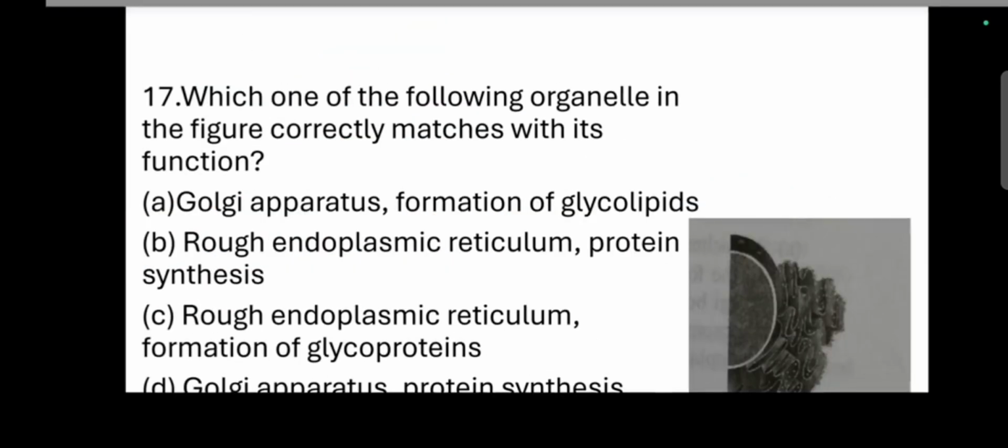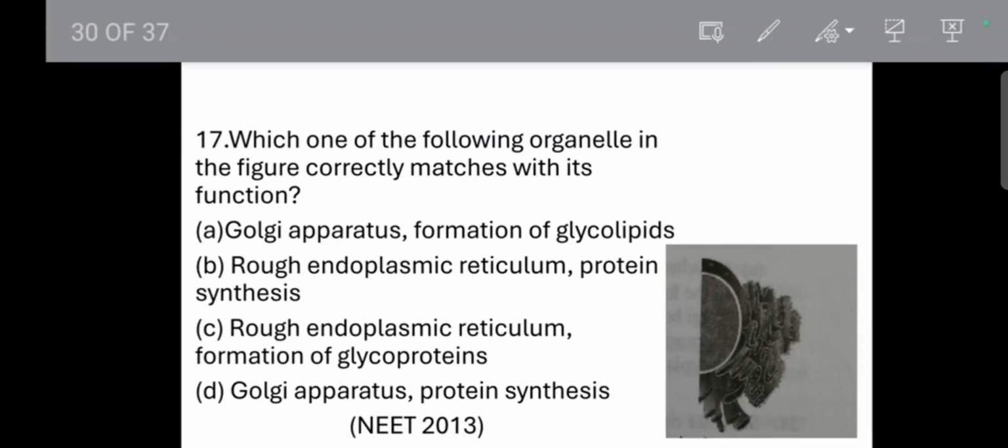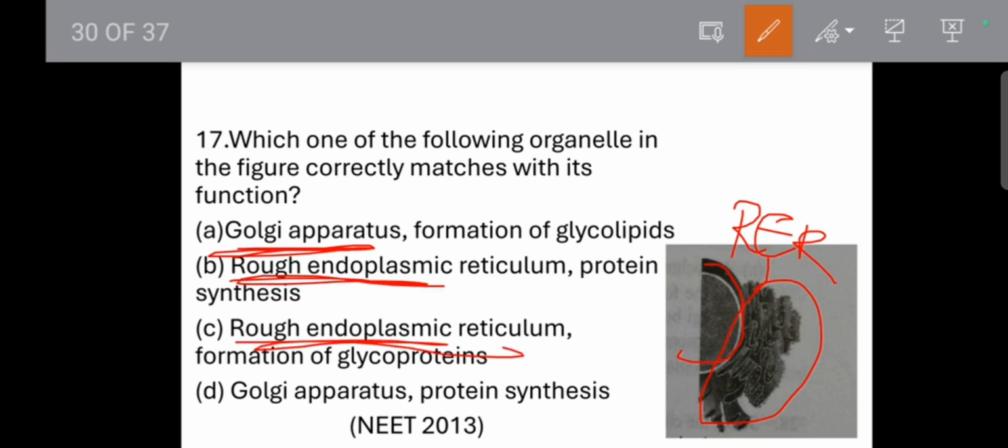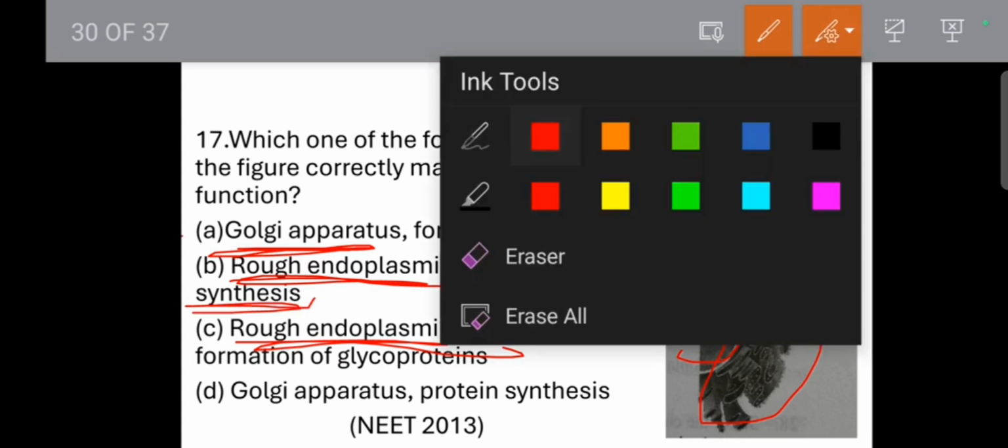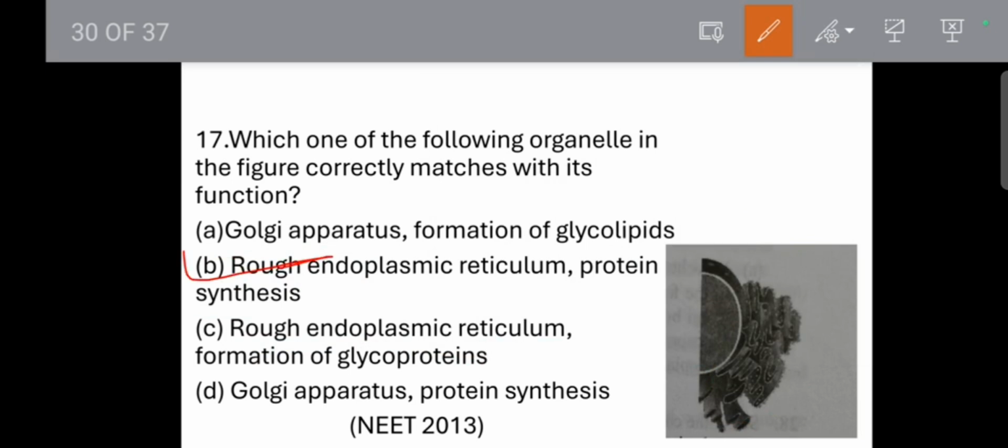Now we have to see which one of the following organelles in the figure correctly matches with the function. The figure consists of one part, the Golgi apparatus, and this one part, the rough endoplasmic reticulum. So what is the function of the rough endoplasmic reticulum? It is protein synthesis. So this is the simple one. The rough endoplasmic reticulum and protein synthesis is the answer.